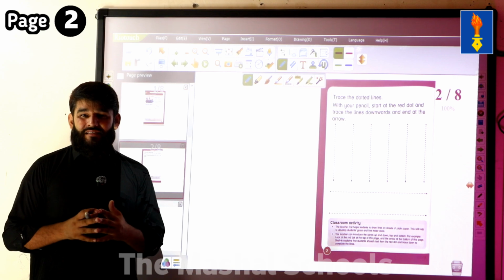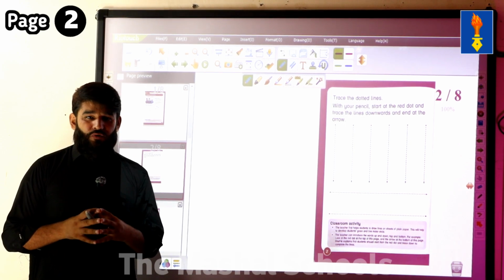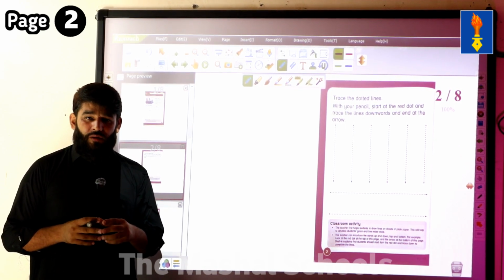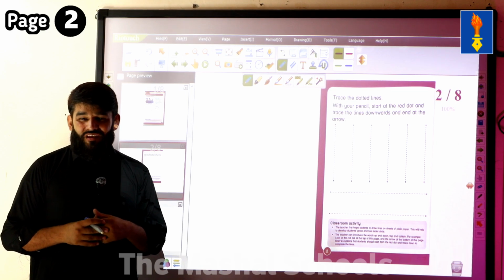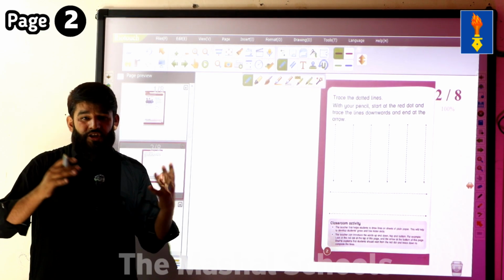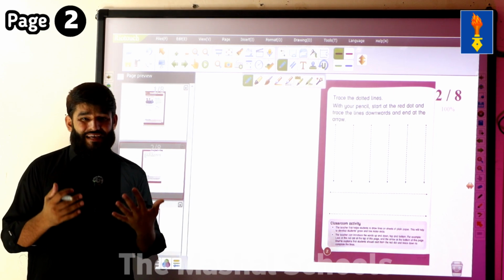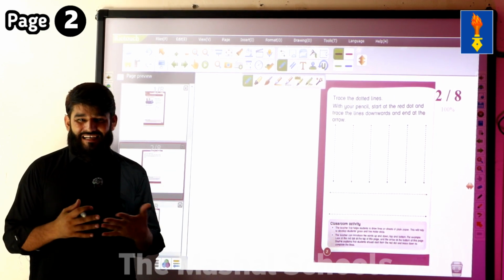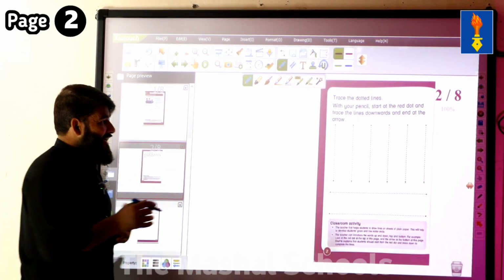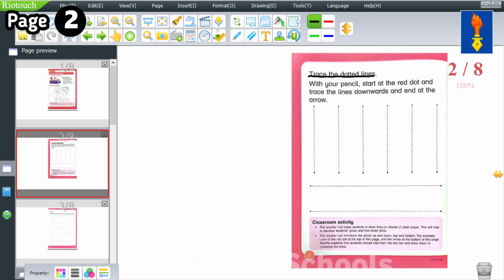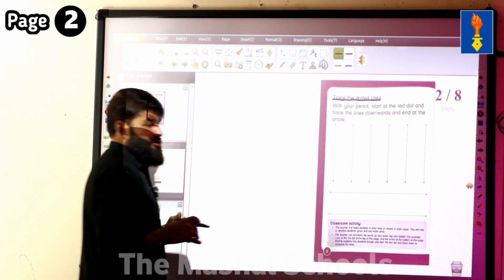As your book is New Oxford Modern English book, today we are going to talk about page number 2. And I said yesterday in the previous lecture that we are going to talk about tracing different things. So today the topic is actually trace the dotted lines.